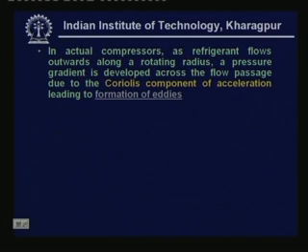In actual compressors, as refrigerant flows outwards along a rotating radius, a pressure gradient is developed across the flow passage due to the Coriolis component of acceleration, leading to formation of eddies. I was mentioning slip. If there is no slip, then the angle beta is nothing but the blade angle, that is what I said. But what is this slip? This slip comes into picture because the refrigerant has to flow along a radius which is rotating at high speeds. This introduces what is known as a Coriolis component of acceleration, and this also introduces a pressure gradient across the refrigerant passage. Because of this pressure gradient, secondary flows are induced in the flow passages, and this gives rise to what is known as eddies.